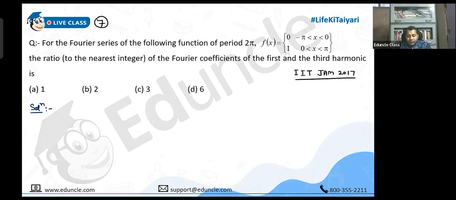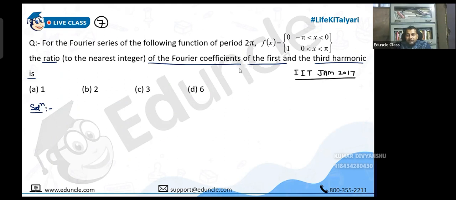So one question from Fourier series is here. You can see every year one question is there. You have to find the ratio of the Fourier coefficients of first and third harmonic. Yes, Durga, very good. Now the problem is I need to find both an and bn, because the function is neither odd nor even. So it may be the ratio of the a coefficients or b coefficients, and that I need to find.